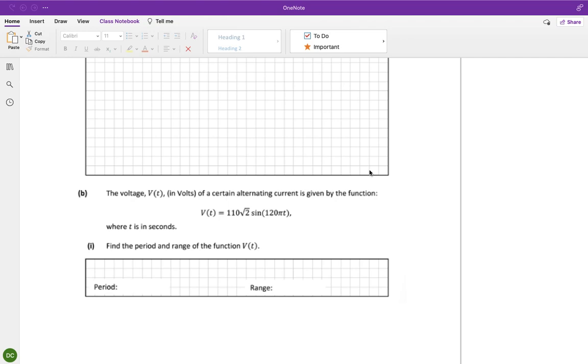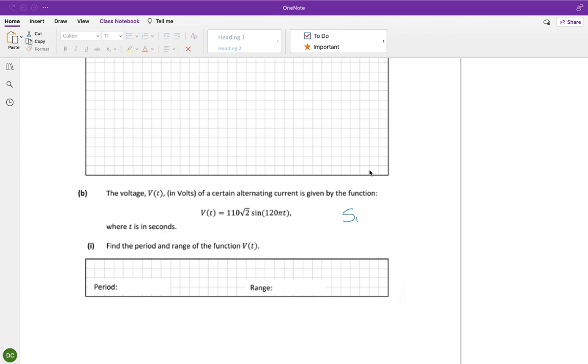Yeah, so this one, the voltage. Okay, so this requires you to know something about the period and the range of a trigonometric function, and then kind of how that is affected by transformations. Sort of a tricky way of asking it because they didn't give you the period and the range.